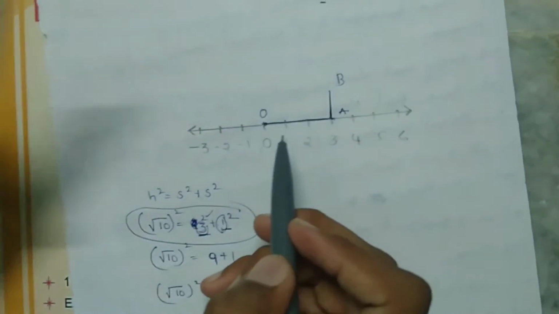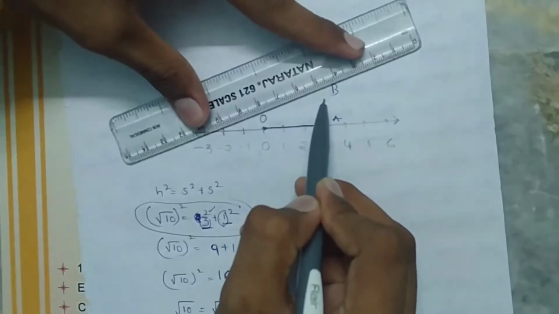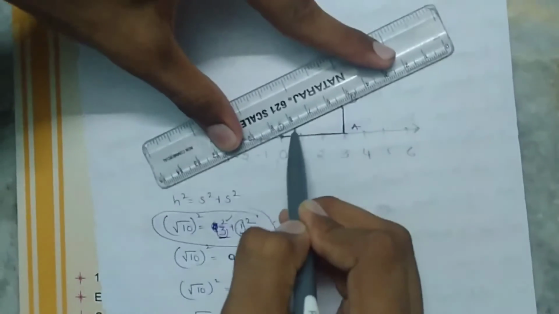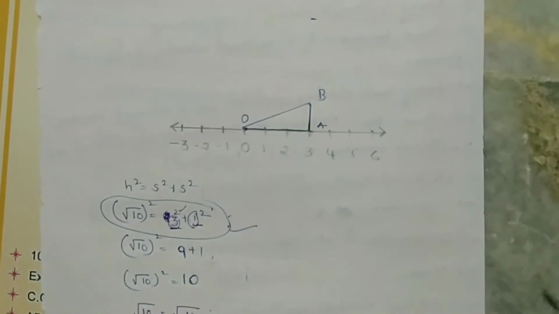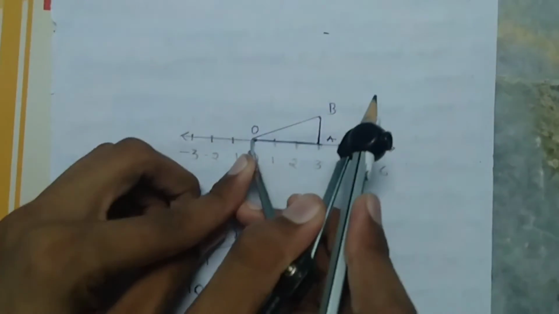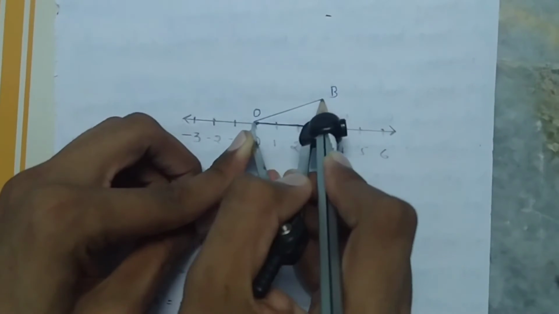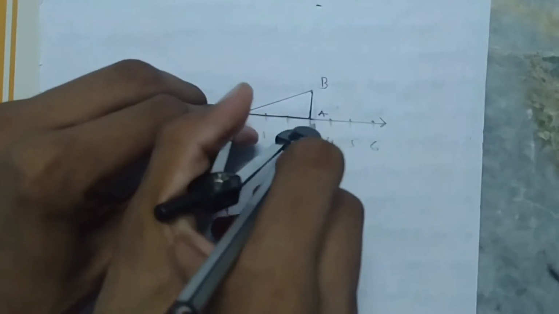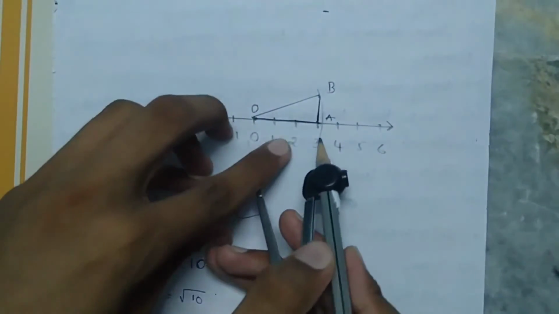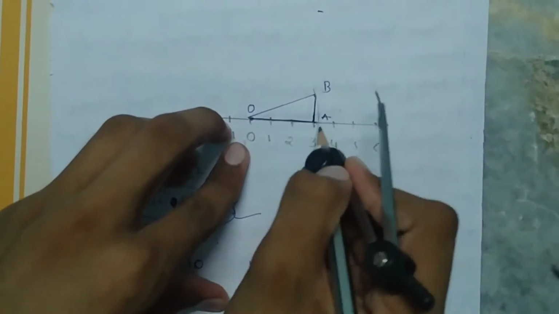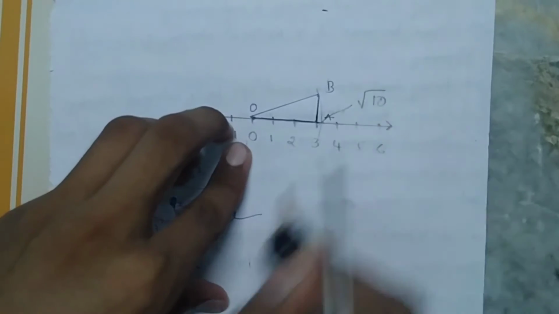Let us join O and B. And we take a compass, measure the length of O and B, and draw an arc. See, like this we have to draw an arc. This intersecting point is nothing but root 10.